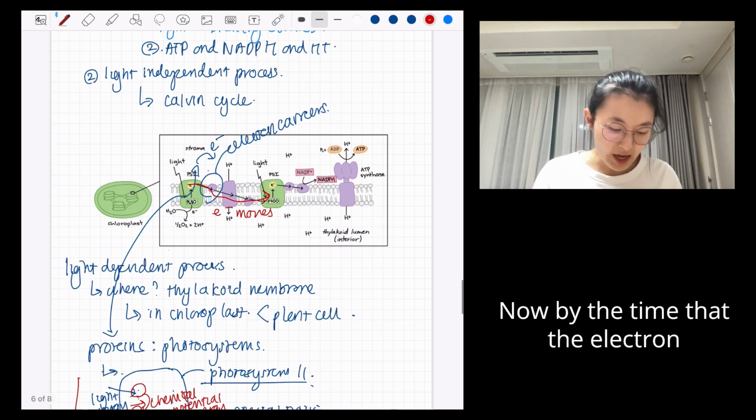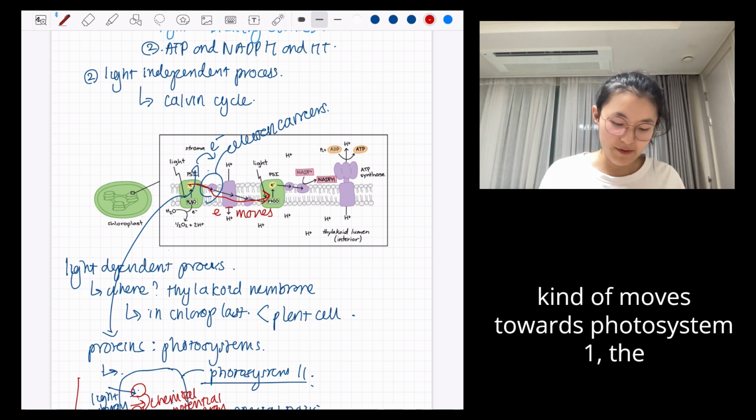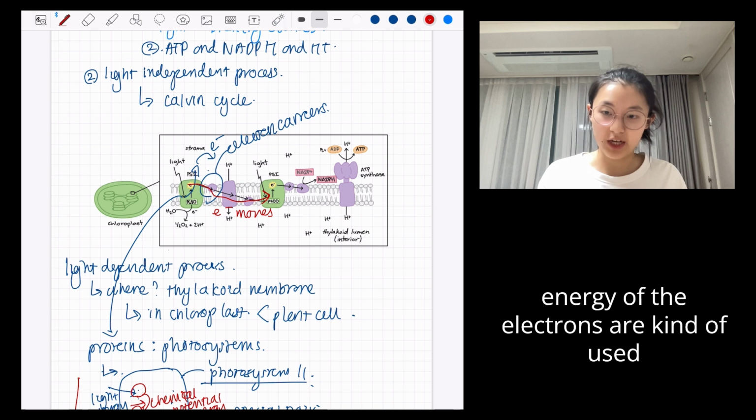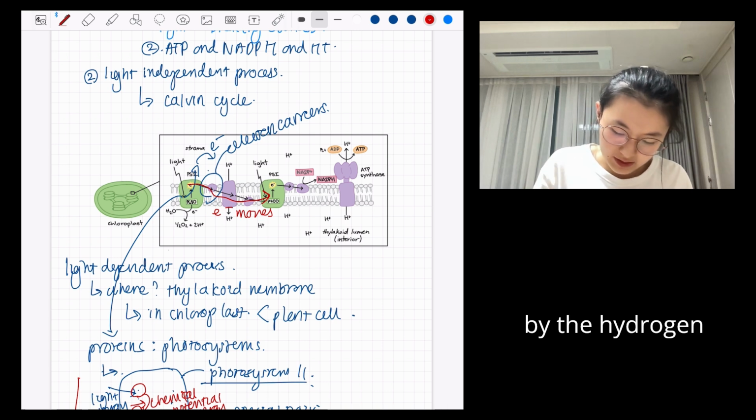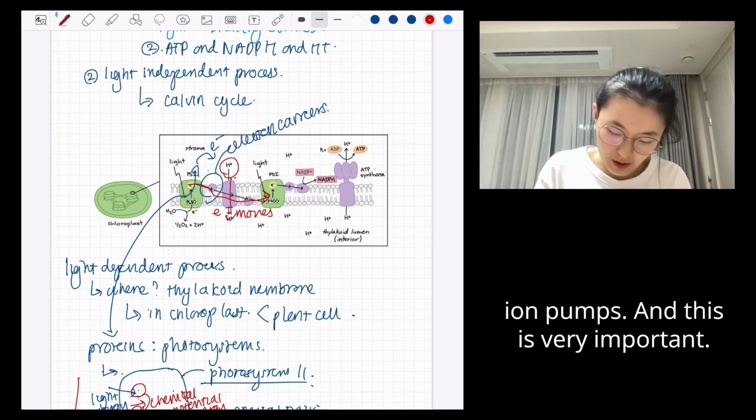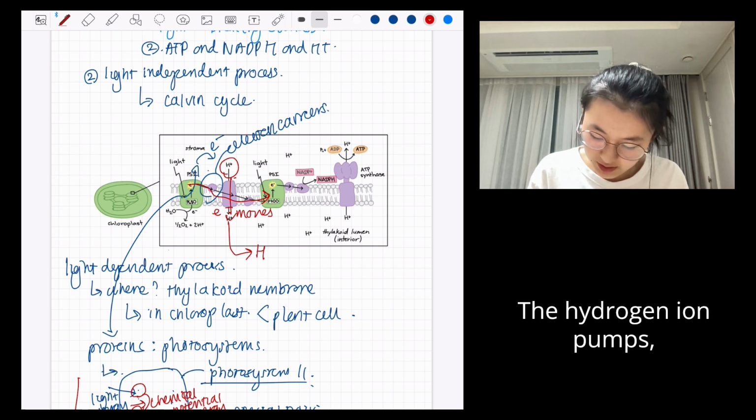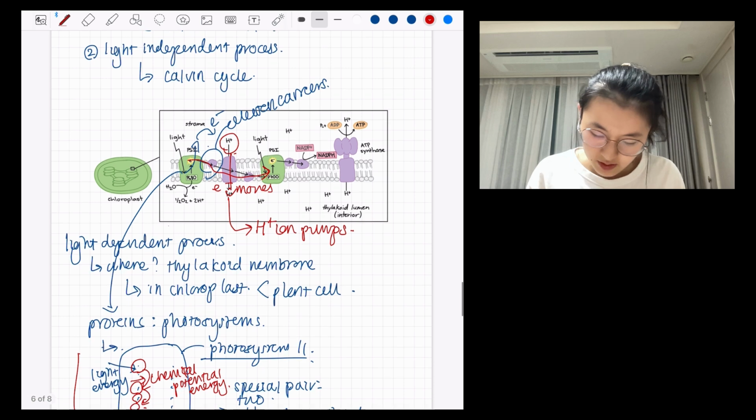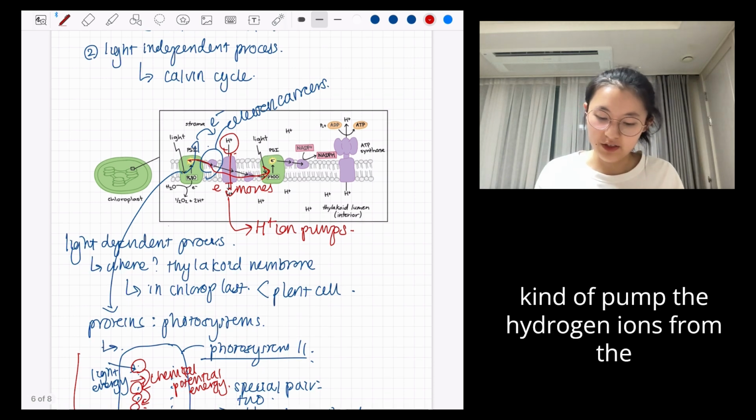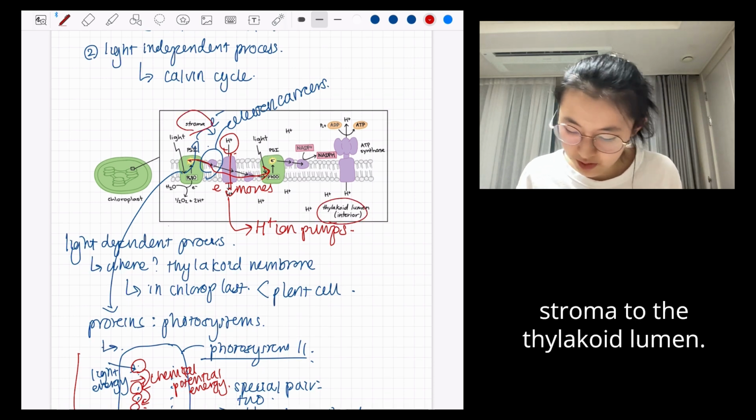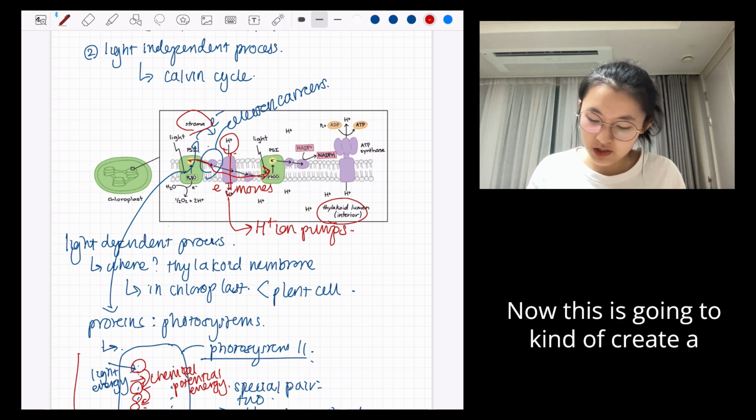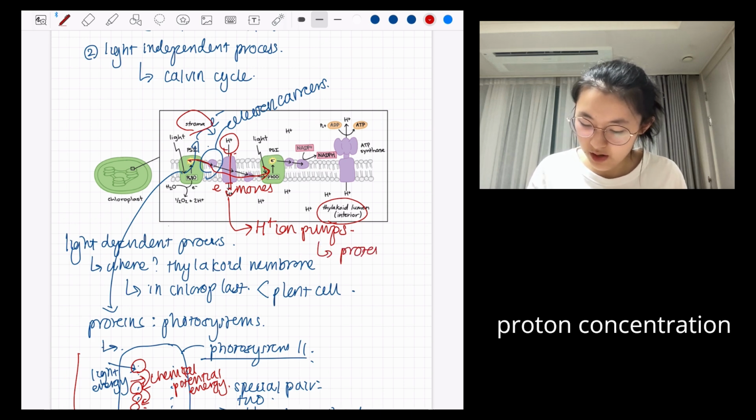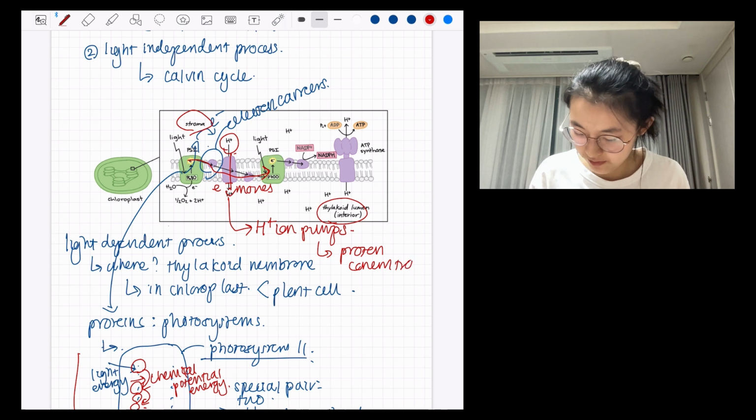Now, by the time the electrons move towards photosystem 1, the energy of the electrons is used by the hydrogen ion pumps. And this is very important. The hydrogen ion pumps pump the hydrogen ions from the stroma to the thylakoid lumen. And now this is going to create a proton concentration gradient.